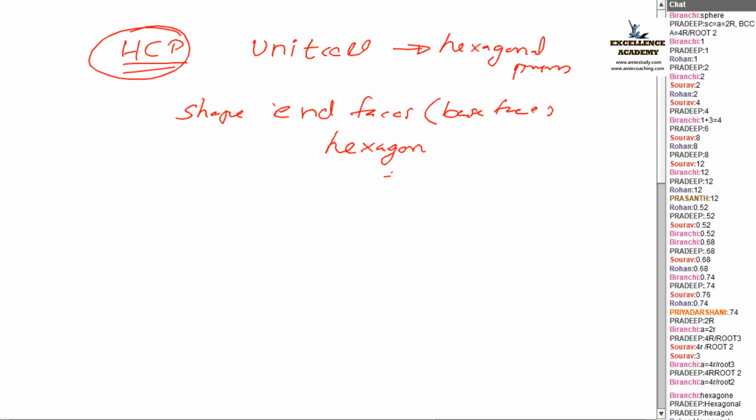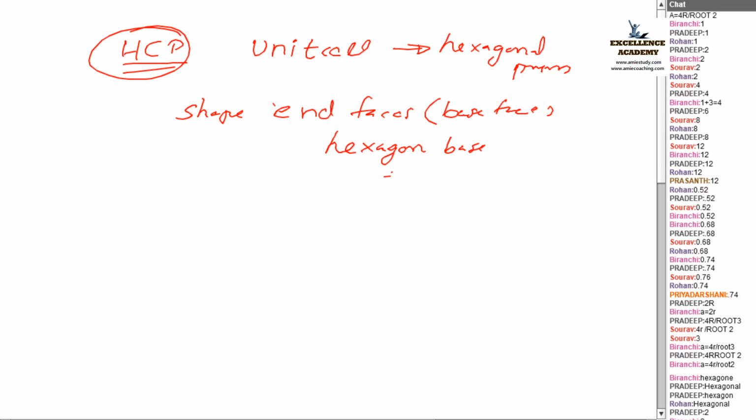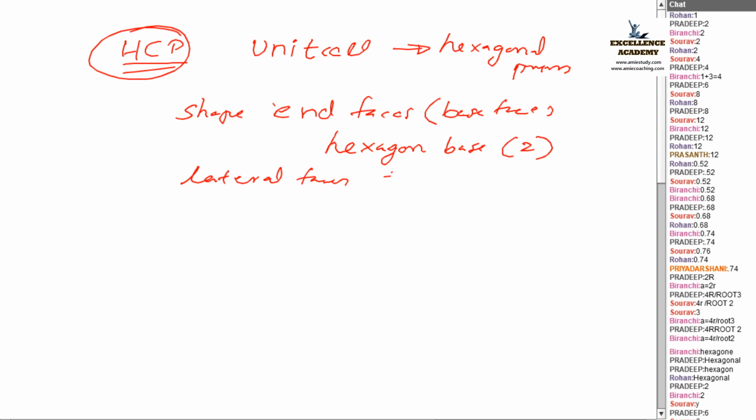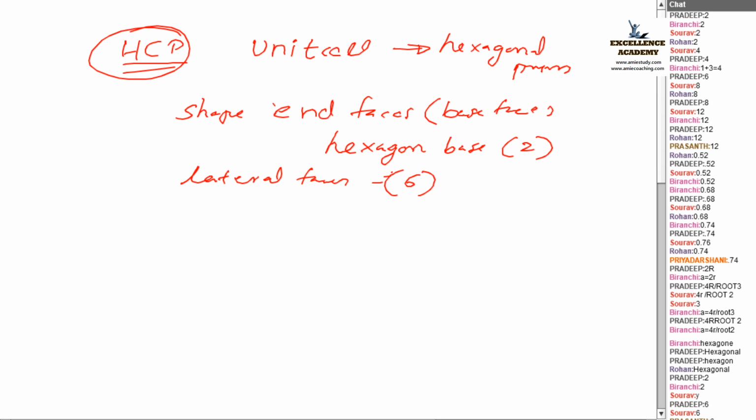How many base faces are there? 2 base faces are there. So that is clear to us. How many lateral faces are there? That means side faces. 6 lateral faces are there. The shape is what?